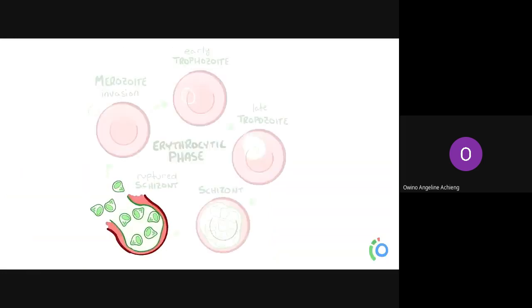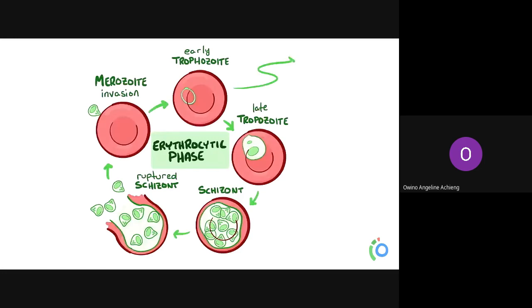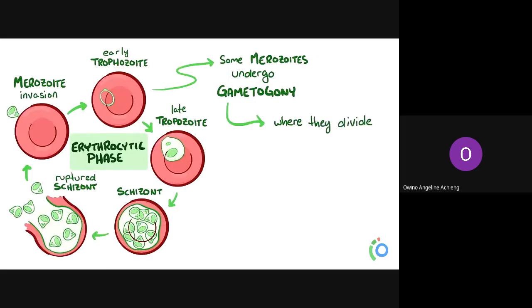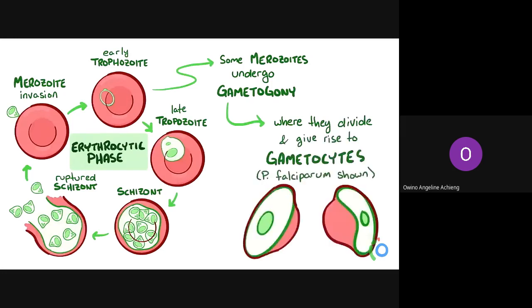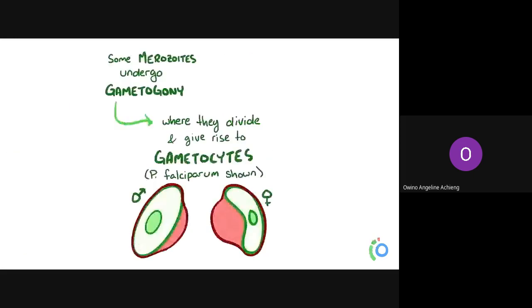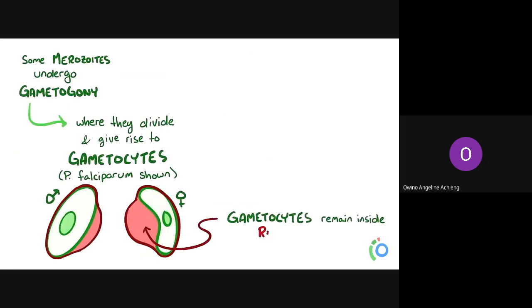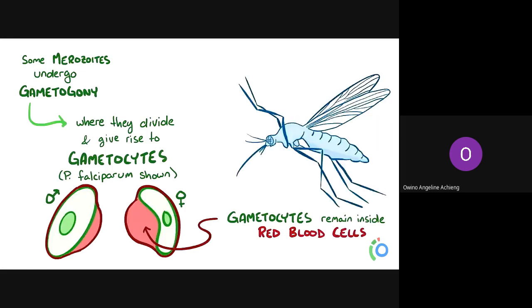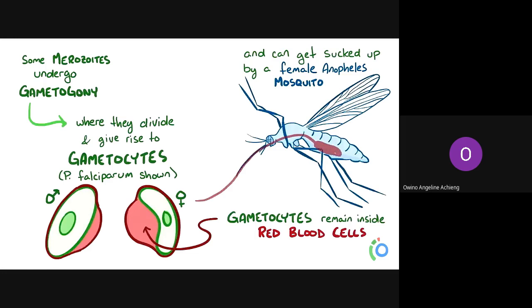Now, instead of going into the erythrocytic phase again, some of the merozoites undergo gametogamy, which is where they divide and give rise to gametocytes, which are little sausage-shaped sexual forms that can be either male or female. These gametocytes remain inside of a red blood cell and can get sucked up by another female Anopheles mosquito that might take a blood meal from the infected person.